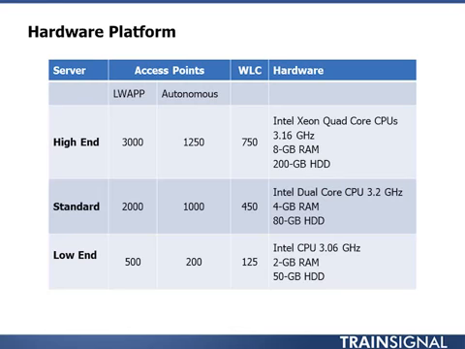For the standard model, you're looking at a dual core CPU, additional memory, 4 GB of memory and 8 GB of hard drive. And then the high-end server here now goes up to 3,000 lightweight access points and 750 wireless LAN controllers. And here now you're looking at a quad-core CPU with significantly more hard drive.